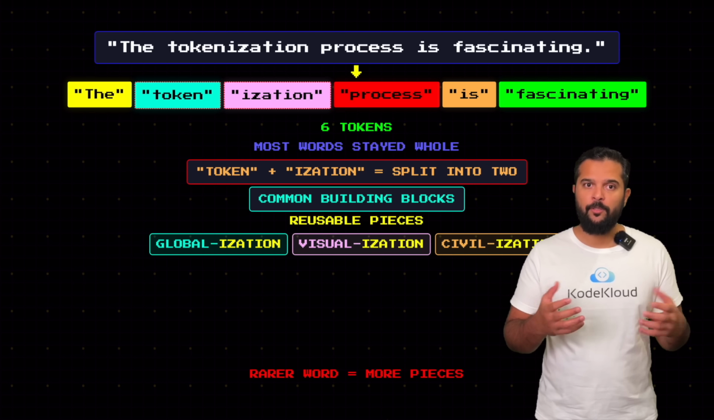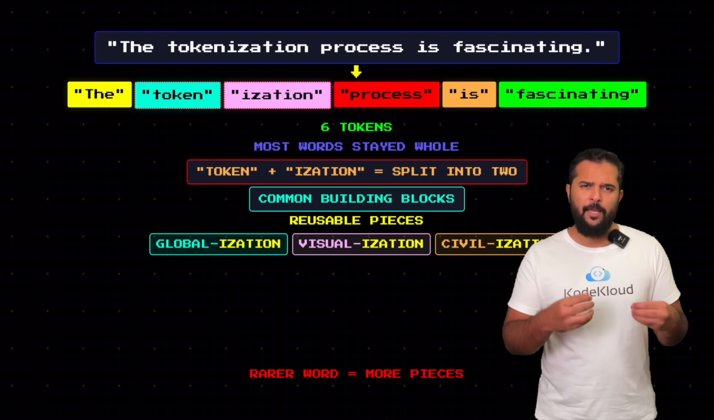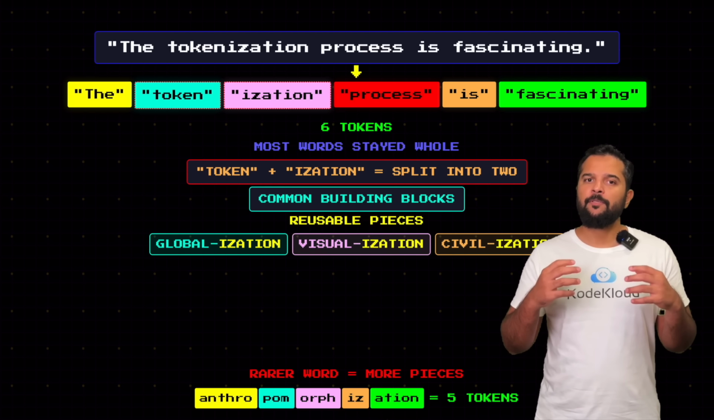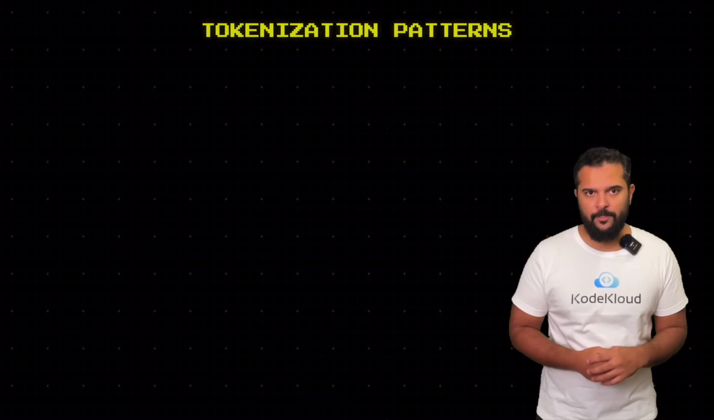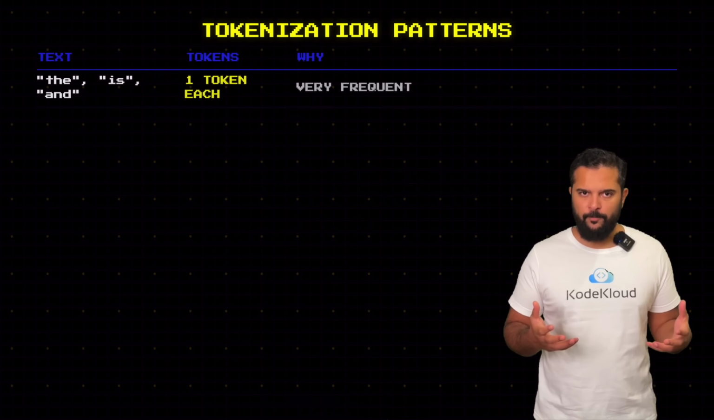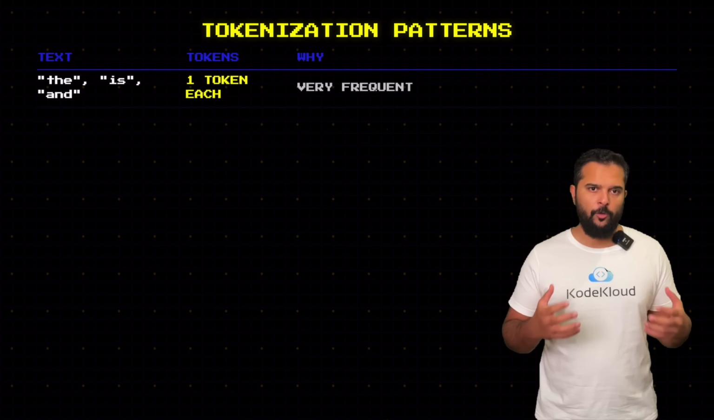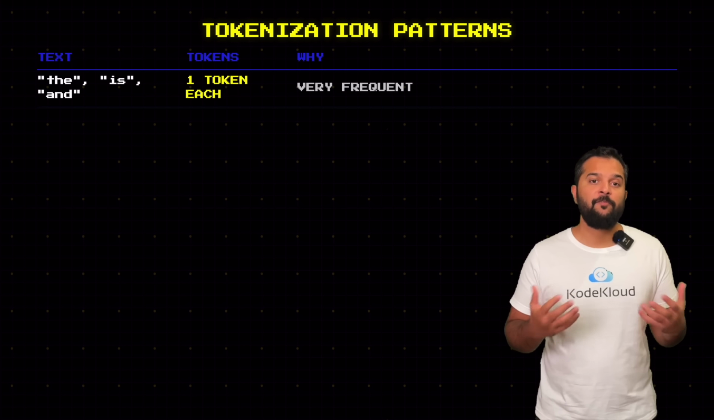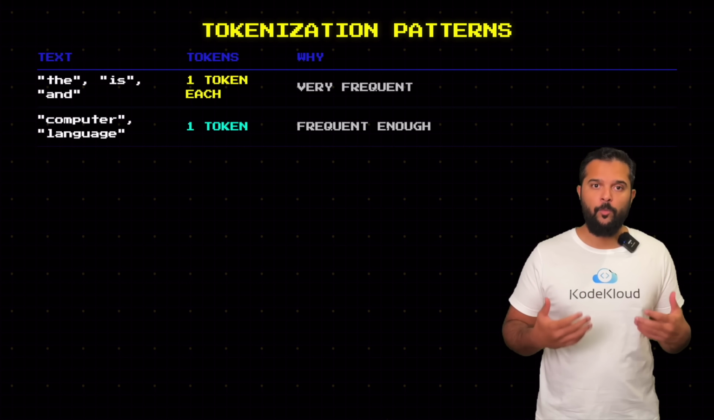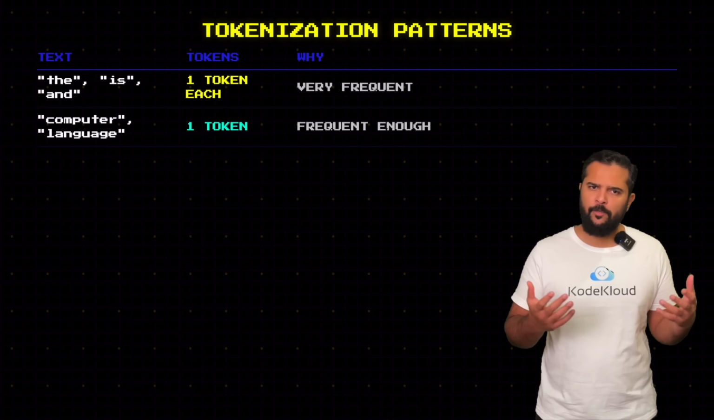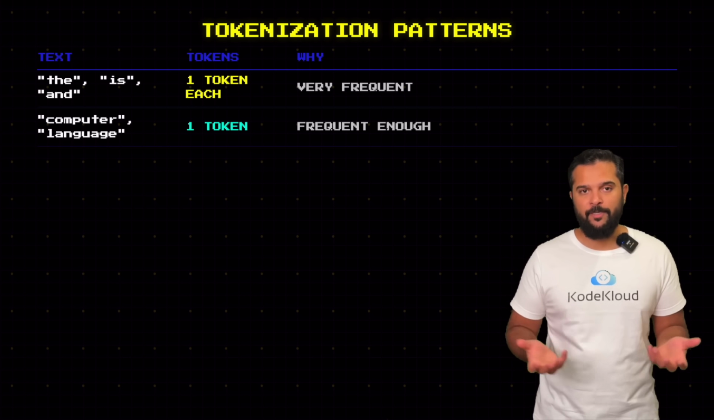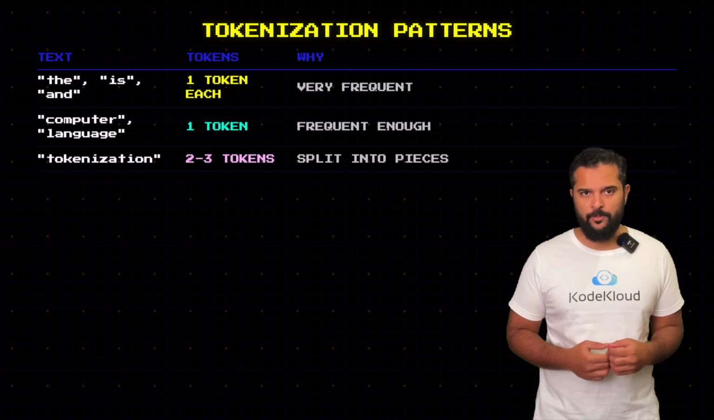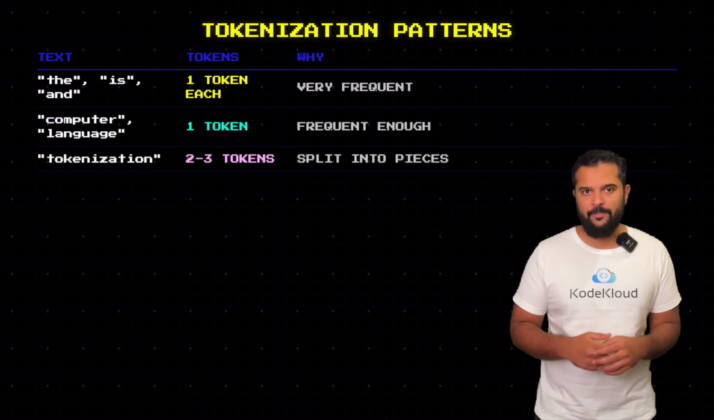The rarer the word, the more pieces it gets broken into. A word like anthropomorphization, I hope I got that right, becomes 5 separate tokens. Not every word is one token. Common short words like the, is, and are each one token. They're extremely frequent in training data. Common longer words like computer and language also get their own single token because they appear often enough. Uncommon words like tokenization get split into 2 or 3 tokens, broken into known subpieces.